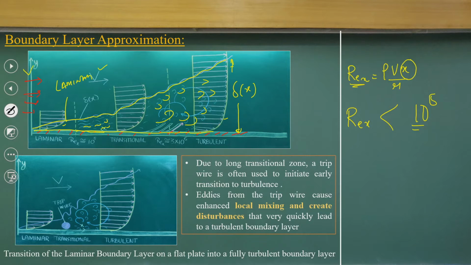a series of experiments. From that they found that with the Reynolds number at a characteristic length of x, when it is less than 10 to the power 5, the flow is laminar, and when the Reynolds number is greater than 3 into 10 to the power 6, that is 3 million, then the flow will be turbulent.